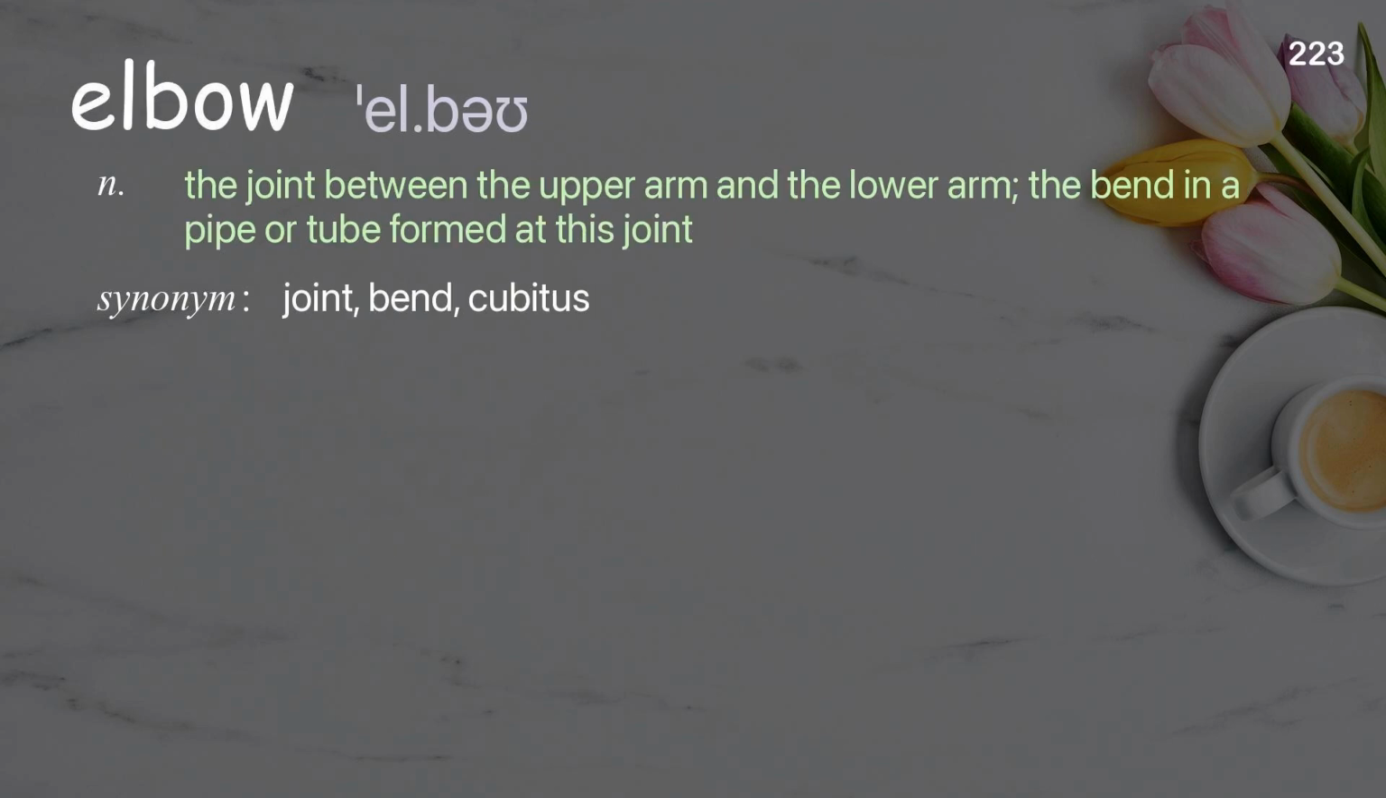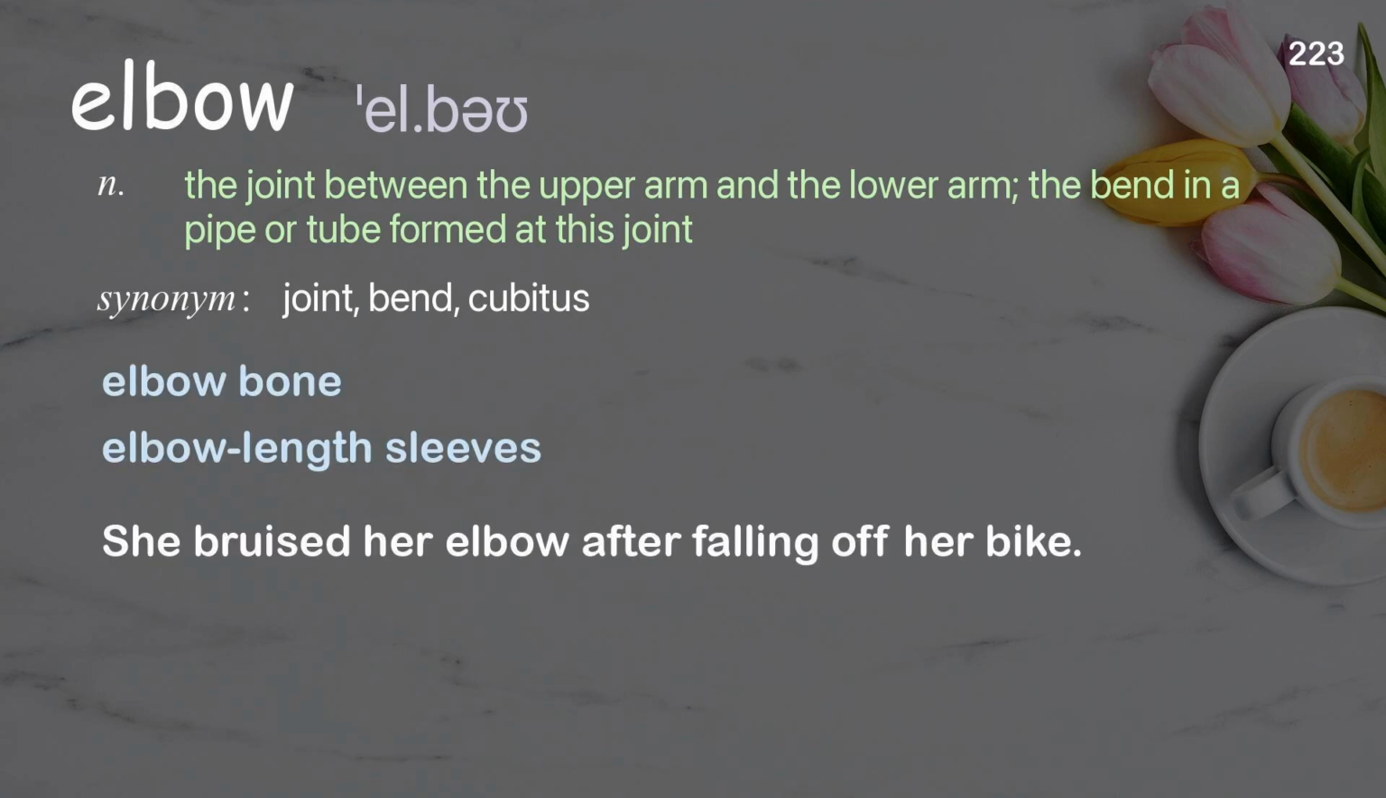Elbow. The joint between the upper arm and the lower arm, the bend in a pipe or tube formed at this joint. Examples. Elbow bone. Elbow length sleeves. She bruised her elbow after falling off her bike.